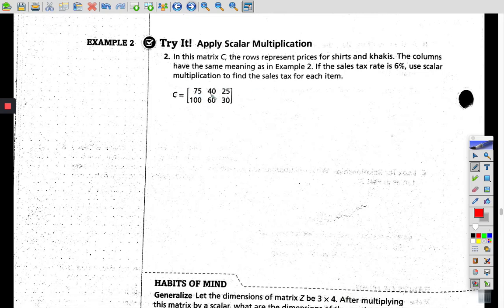I don't know. All they want us to do is take 0.06 and multiply it by C, okay? So I've got 0.06, and I'm going to use scalar multiplication. And all that means is you're taking 0.06 and multiplying it by 75. I'm multiplying it by 100, 40, 60, 25, and 30.